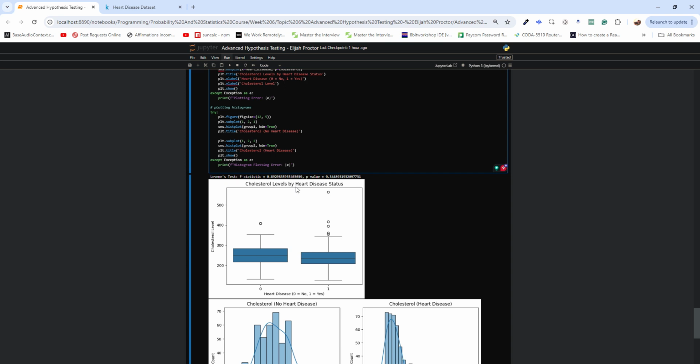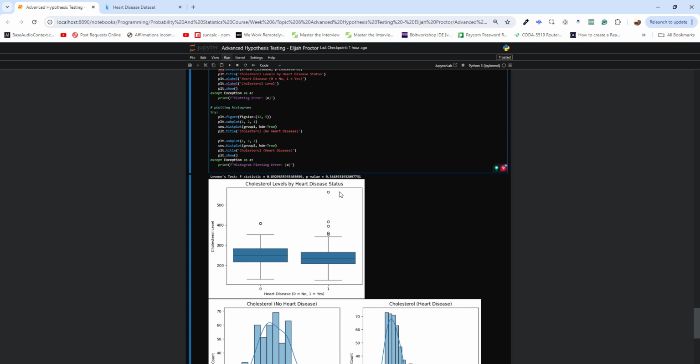So here we're investigating the cholesterol levels of individuals with and without heart disease to see if there's a significant difference in cholesterol levels between the two groups. Our Levene's test for equality of variances gave us a p-value of 0.344. And this indicates that there is no significant difference in the variances of cholesterol levels between the heart disease and non-heart disease groups. And this suggests that the assumption of equal variances is met.